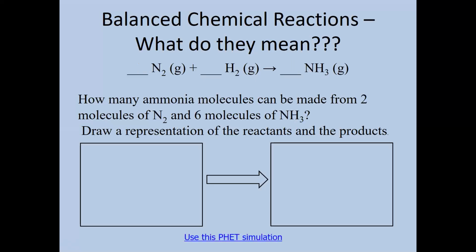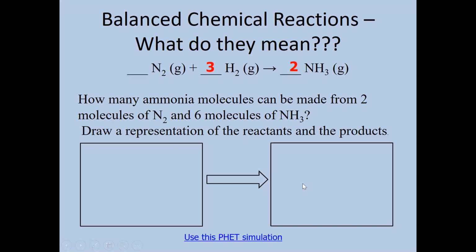So let's look at this reaction. This one is the synthesis of ammonia. So first off, we've got to do what? We've got to balance our reaction. That's right. So we've got to get a 2 here in front of the ammonia to balance out those nitrogens, which means that we need a 3 in front of the hydrogens. So it says how many ammonia molecules can we make from 2 molecules of nitrogen and 6 molecules of, that should not say 6 molecules of ammonia, that should say 6 molecules of hydrogen. I apologize for that, 6 molecules of hydrogen.